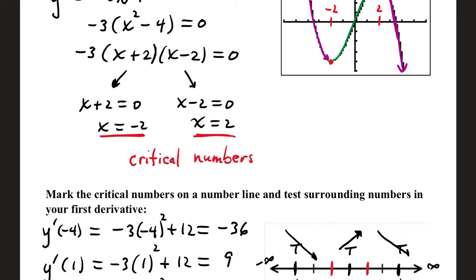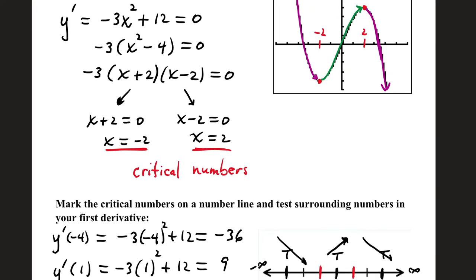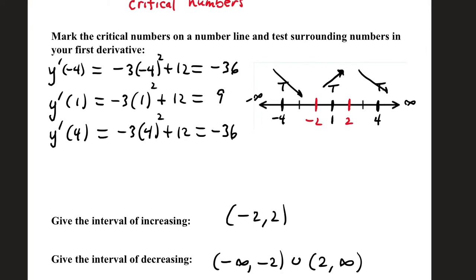If you look at the top right of your screen, you can see that our math and our picture match up pretty well. Decreasing till we hit our first critical number, increasing between the criticals, and then decreasing after the second critical number. Putting this in interval format, increasing between the criticals, -2 and +2, decreasing left of -2 and right of +2.